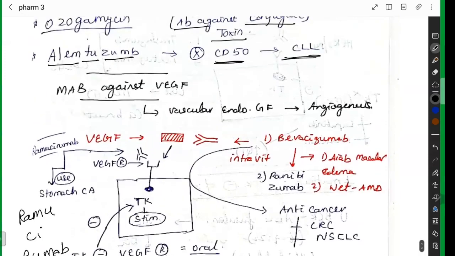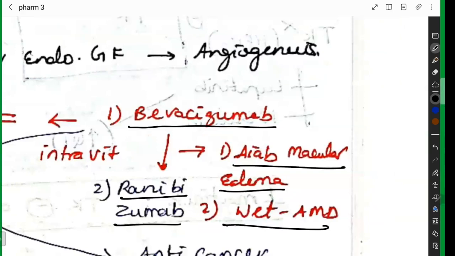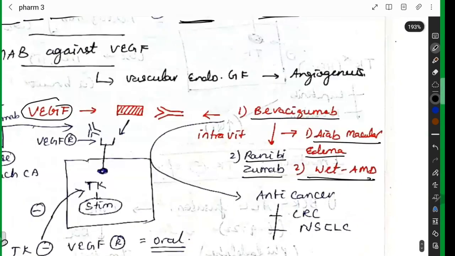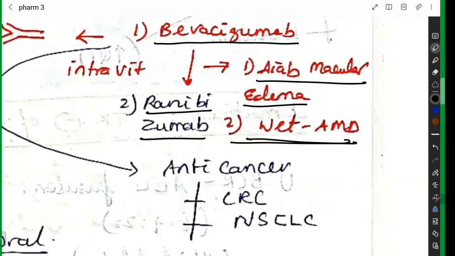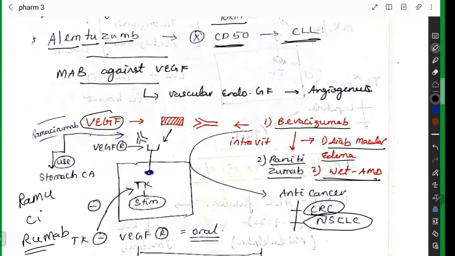Next comes bevacizumab and ranibizumab. These 2 drugs are going to inhibit vascular endothelial growth factor itself. Remember, bevacizumab is used in diabetic macular edema and wet AMD. And where you use it in anti-cancer, like colorectal cancer and non-small cell lung cancer, you are going to use bevacizumab. Now you have read 3 drugs under VEGF inhibitors. Number 1, ramucirumab. Number 2, bevacizumab. Number 3, ranibizumab.